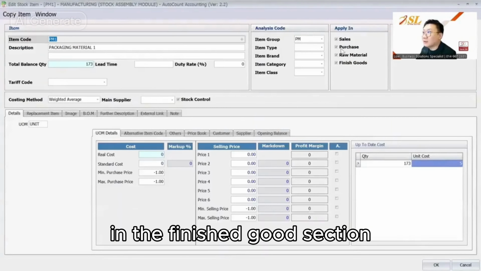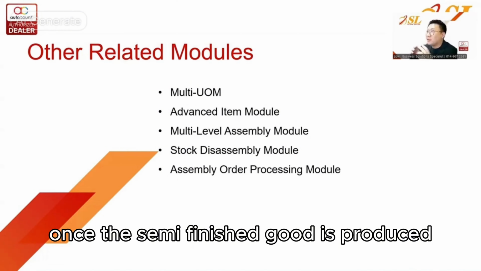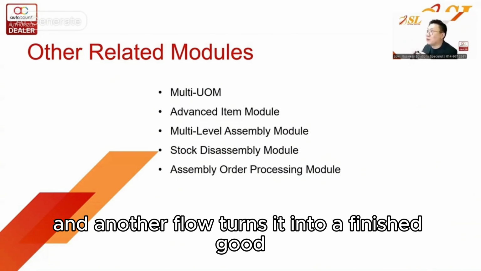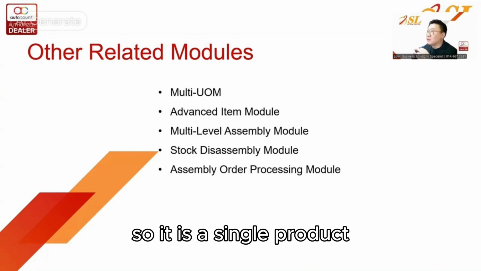Finally, there are related modules, including multi-level assembly. I will record another video for this. It's not just a single product. Now I am choosing a single product, saying I want to produce a semi-finished good. Once the semi-finished good is produced, I go to another flow, and that flow turns it into a finished good.